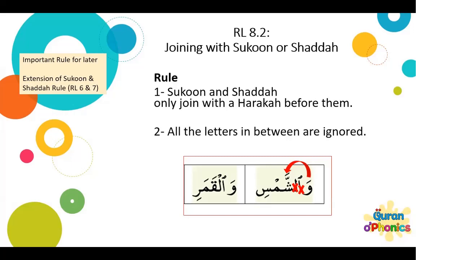So this is an extension of the sukoon and shadda rule, that you have to keep looking back, and ignore alphabets in between until you come upon something which has a haraka on it. And this rule is very important. Please remember this rule, because it makes life a lot easier for us later on with certain other rules. So remember this rule.